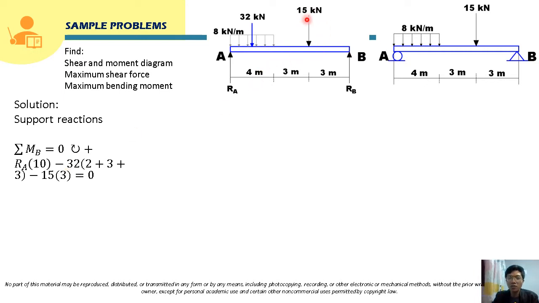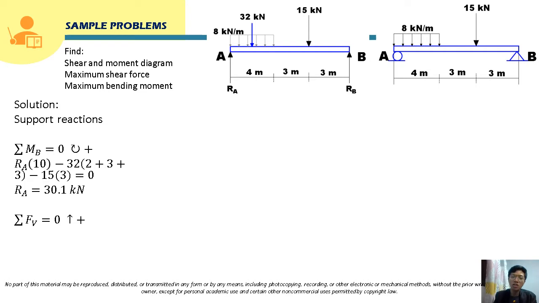And also, class, for this 15 kilonewton concentrated load, its moment will be 15 times its moment arm, which is 3 meters. Its rotation about point B will be counterclockwise, that's why it's negative here. So this will be equal to 0, and we can directly solve for R sub A. R sub A, class, is 30.1 kilonewton. Now we can solve for the remaining reaction here, which is R sub B, using summation of forces vertical equal to 0.